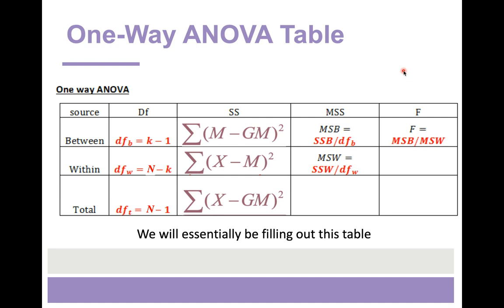So as we learn how to do this statistic by hand, we're going to take each of these cells of this chart in turn, and we're going to learn how to calculate and fill in the value of this cell. And then those values will generate our F statistic, which is what we need.